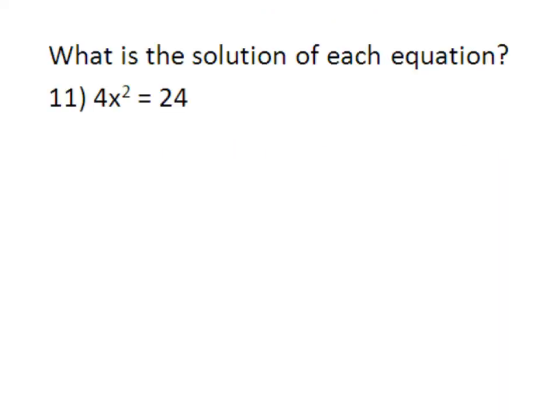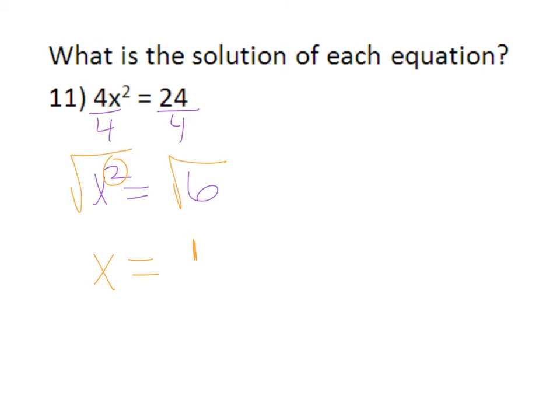Here I have to solve the equations. The first thing I'm going to do is divide by 4 on each side, because I want to get x squared by itself. So I have x squared is equal to 6. And now I have to undo the squared, which is taking the square root of that. So I have x is equal to the square root of 6, which cannot be simplified any further. There's no perfect square factors in there. My answer would be positive or negative square root 6.